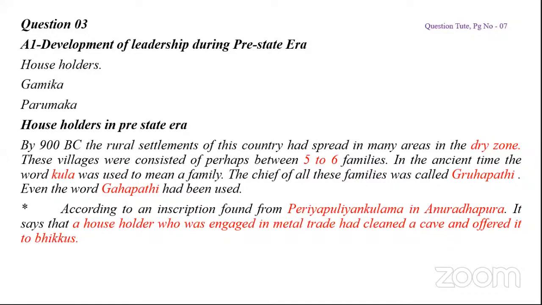In ancient times, the word Kula was used to mean a family. So what is the word used to refer to a family? Kula. And the chief of all these families was called Gruhapati. Even the word Gahapati had been used. So Gruhapati and Gahapati were the two names given to householders. According to an inscription found from Periyapuliyankulama in Anuradhapura, a householder who was engaged in metal trade had cleaned a cave and offered it to bhikkhus. When writing answers, please give examples.